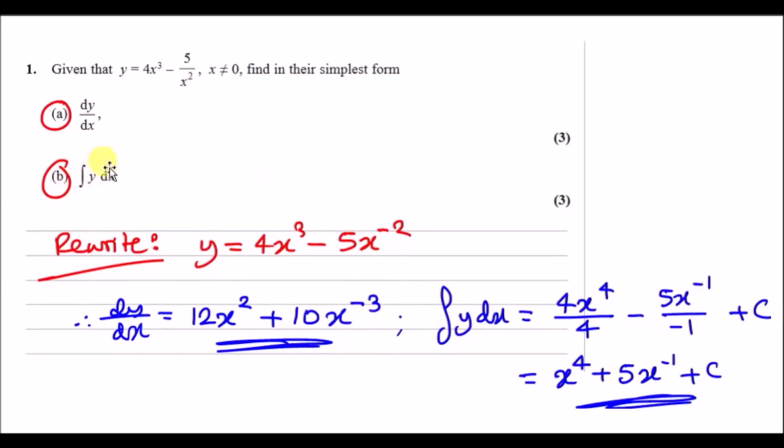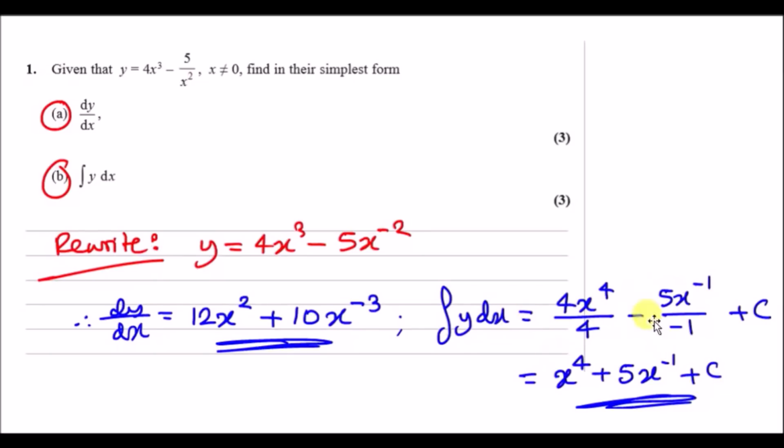Now for part B, the integral of y, in other words, integrating this whole equation from the beginning with respect to x, all you have to do is simply raise the power by 1. So again, using this equation that we rewrote, adding 1 to the power 3, you get 4, and then you divide it by itself. For the next part, you add 1 to this power, so it becomes minus 1. Drop it down, so you're going to have 5 over minus 1. And one thing, never forget the plus c. Like, this is literally the most important thing, plus c. You actually gain 1 mark for writing that.